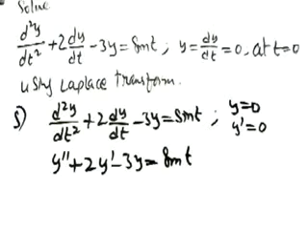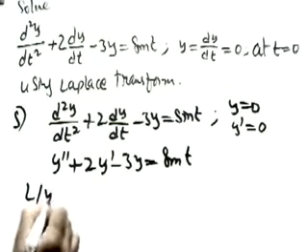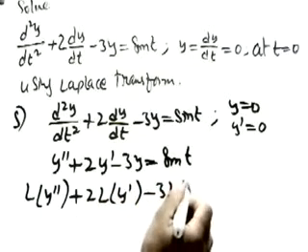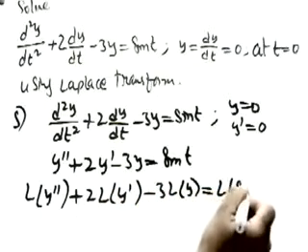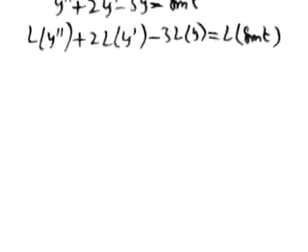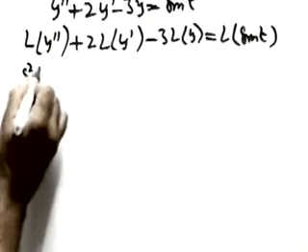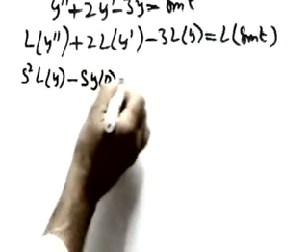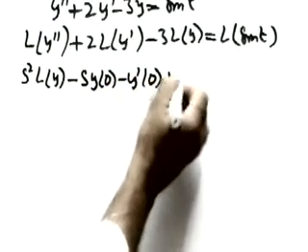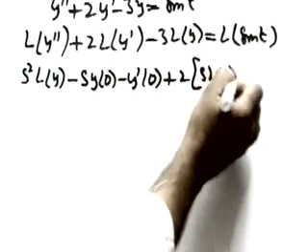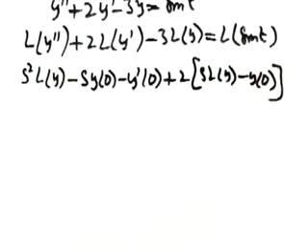Now apply Laplace on both sides. So this becomes Laplace of y double dash plus 2 into Laplace of y dash minus 3 into Laplace of y equals Laplace of sine t. Now Laplace of y double dash, we just wrote the formula: s square into Laplace of y minus s into y naught minus y dash naught, plus 2 into (s into Laplace of y minus y naught).